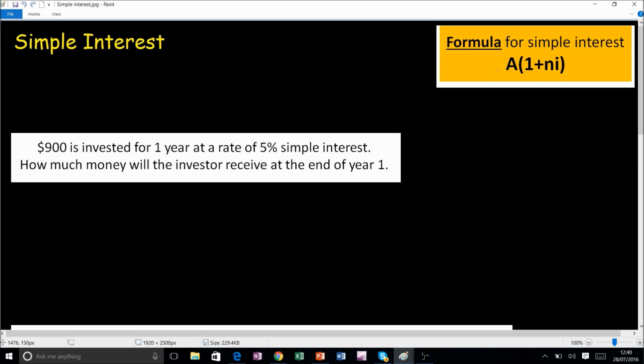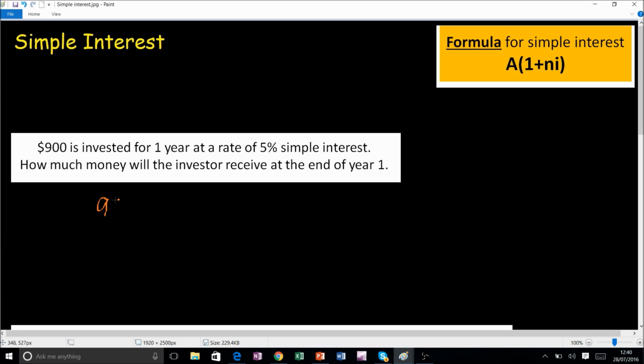Okay. So for example, if we were to look at the first question down here, it says $900 is invested for 1 year at a rate of 5% simple interest. How much money will the investor receive at the end of year one? So very, very simple. We're going to plug it into this formula.